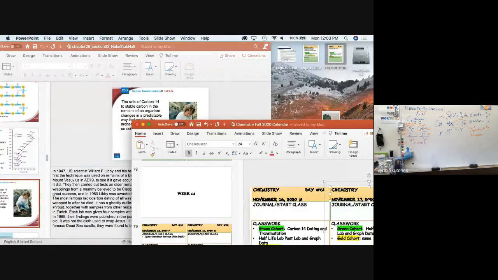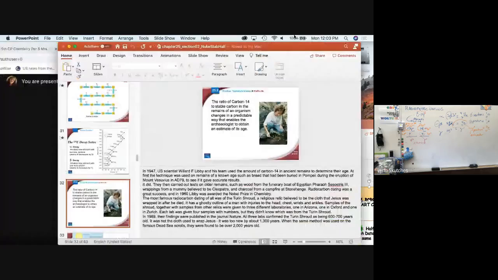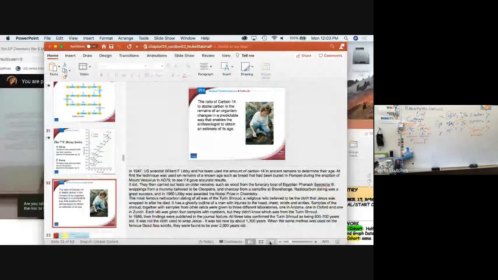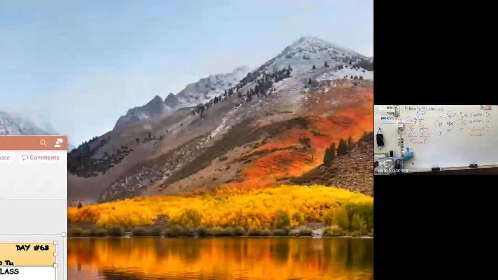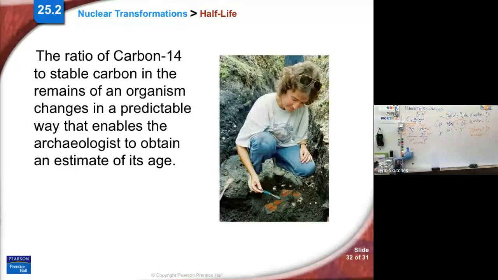Okay, let's talk about carbon-14. Carbon-14 is a radioactive isotope of carbon, and it can be used to age date things that used to be alive. It's kind of cool. It was first used extensively by a gentleman named Libby, L-I-B-B-Y, you don't have to remember that. In 1947, he started using carbon-14 to age date known artifacts.